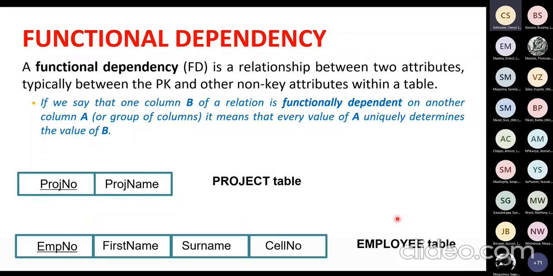If we have a look at the employee table, which has attributes emp number, first name, surname, and a cell number, emp number is the primary key, and then to find the first name, we need to know the employee number. To find one surname, we need to know the employee number. To find a specific cell number for the employee, we need to know the employee number. So that means first name is functionally dependent on the employee number. To find one value for each of these attributes depends functionally on the value that's entered in the primary key.